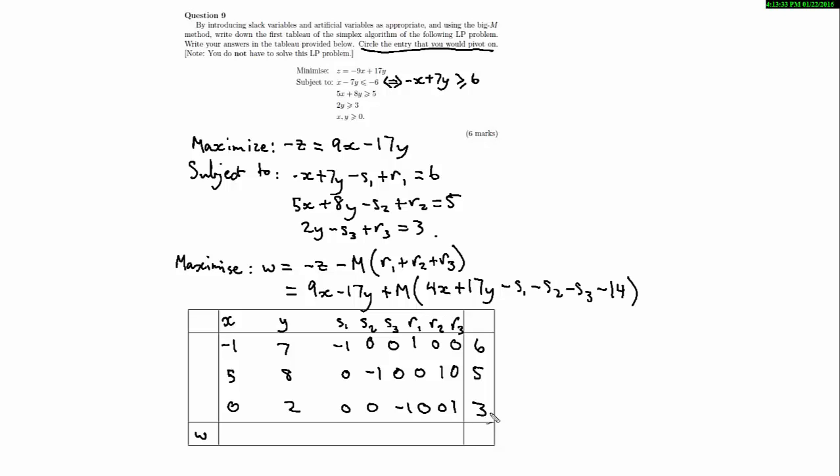Okay, so at this time we can fill in this left-hand side column here as to what our basic variables are, and they're simply in this case R1 for the top one, R2 for the middle row, and R3 for the bottom row. Okay, now we're up to filling in this W row down here.